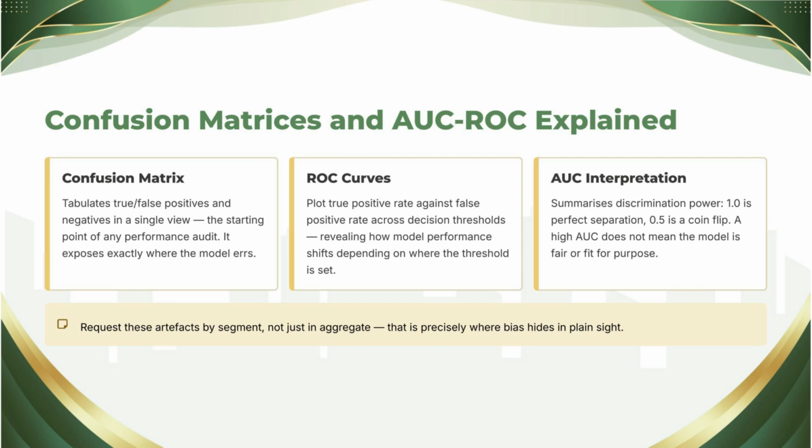AUC-ROC. Fancy name, simple idea. Remember thresholds from chapter 1? A model gives probabilities and someone picks a cutoff. The ROC curve shows how the trade-off between catching true cases and raising false alarms shifts across every possible threshold. The area under that curve, AUC, summarizes it. 1.0 is a perfect model, 0.5 is a coin toss. Your takeaway? A strong AUC means the model can discriminate well, but the chosen threshold decides who actually gets hurt.